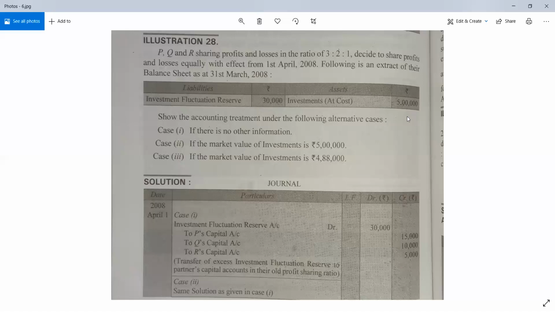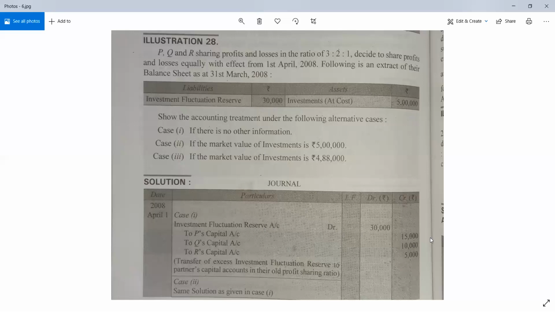Because what is happening here is that 5 lakh was the investment and it is still 5 lakh, so 30,000 is not required. So the same entry as case 1: investment fluctuation reserve account debit 30,000, to P's capital account 15,000, to Q's capital account 10,000, to R's capital account 5,000. The same entry will be repeated for case number 2 also.